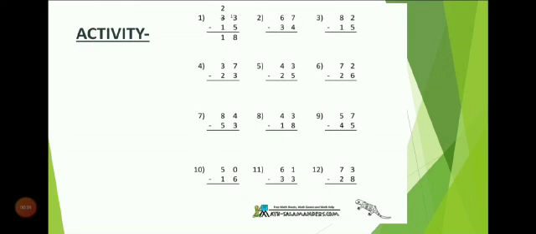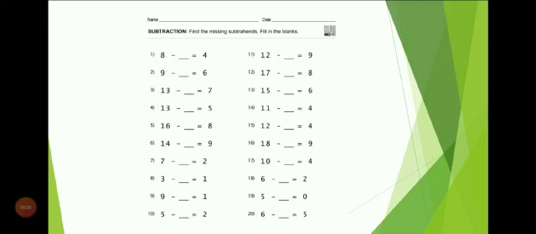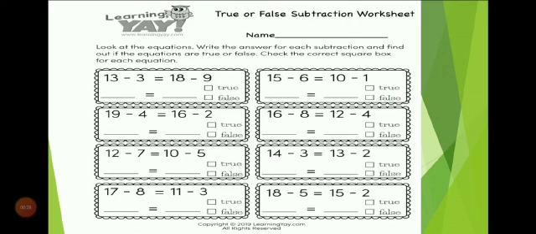Now let's do an activity. Write these questions in your rough copy and solve it. Find the missing subtrahends. Subtract and write the correct number in the box. Look at the equations, write the answer for each subtraction and find out if the equations are true or false. Check the correct square box for each equation.